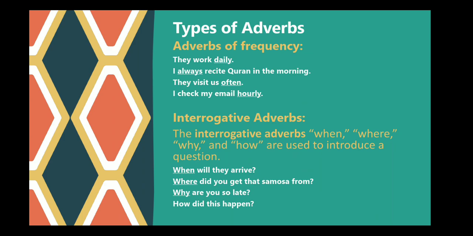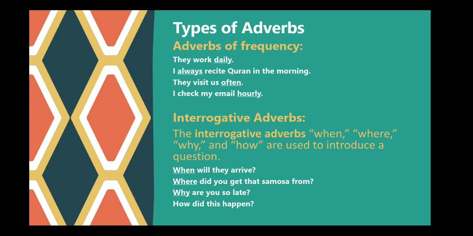Adverbs of frequency. They work daily. How often does the action happen? I always recite Quran in the morning. So daily, always tells us that it happens frequently. And it's happened every day rather. They visit us often. So their visits are happening again and again. I check my email hourly. So after every hour, I check my email. So these are adverbs of frequency.